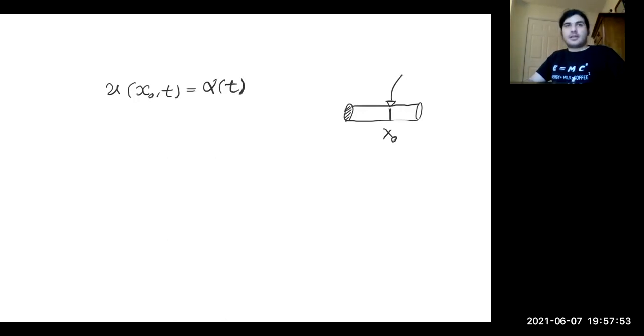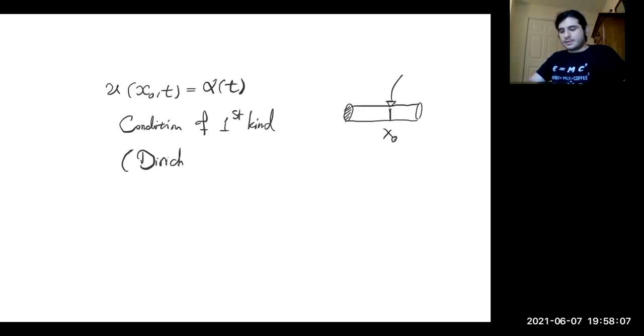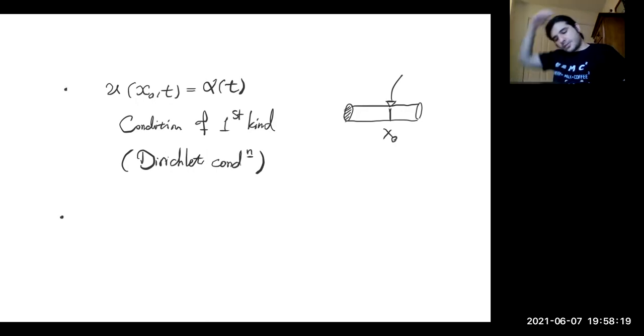So this kind of condition is called the condition of the first kind, also known as, if I pronounce his name correctly, the Dirichlet condition. Okay, that's one sort of condition. Another sort of boundary value condition. So these are boundary value conditions.